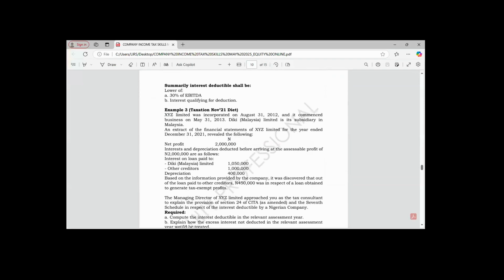interest deductible. SYZ Limited was incorporated on 31st August 2012 and it commenced business on May 21, 2013. DK Malaysia is a subsidiary in Malaysia. An extract of the financial statement of SYZ Limited for the year ended December 30 revealed the following: net profit, interest and depreciation deducted before arriving at the assessable profit of 2 million as follows: interest on the loan paid to DK Malaysia Limited, other creditors, depreciation. All these are information given to us.